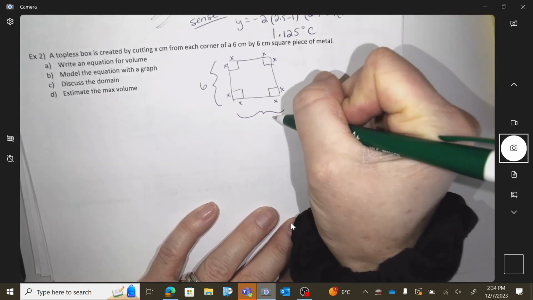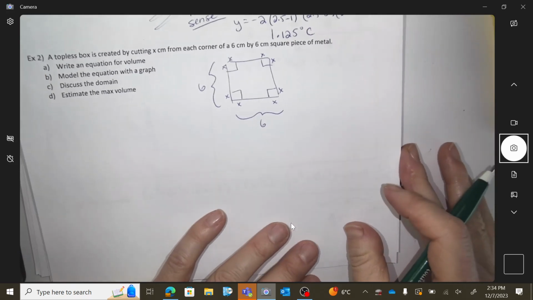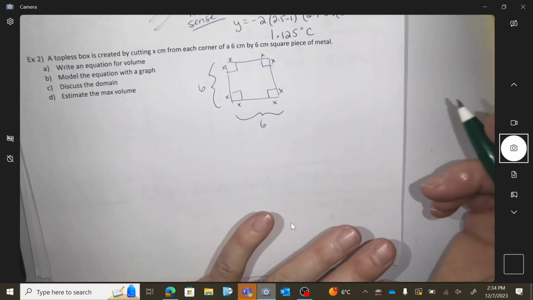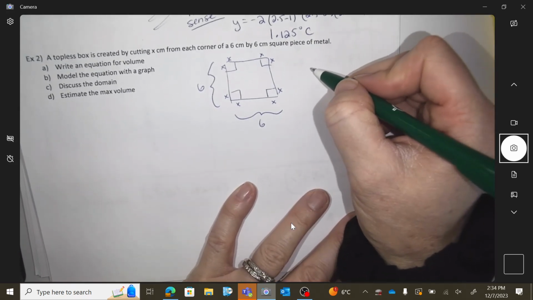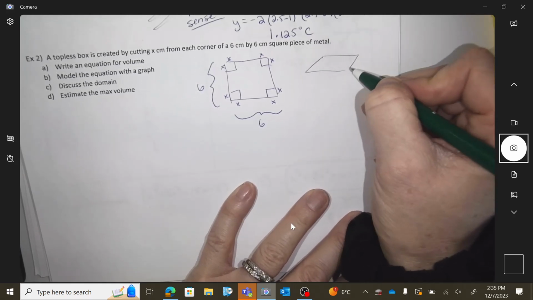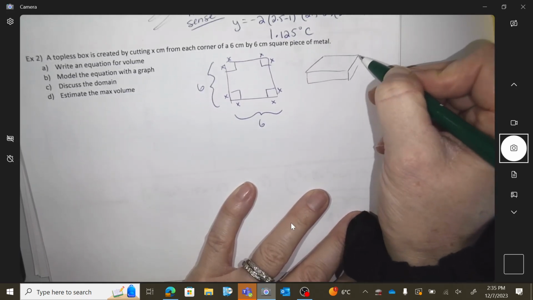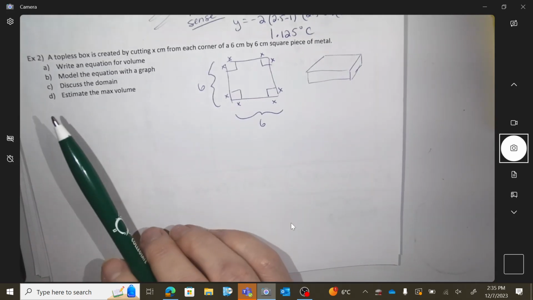It's a loaf of bread. Oh. Oh, I can't draw that.